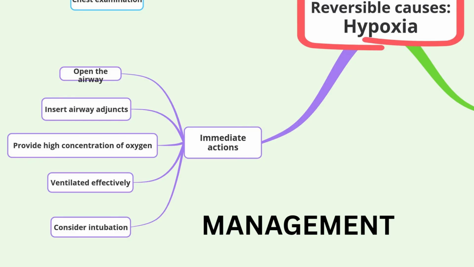Insert an airway adjunct, use an oropharyngeal Guedel airway or nasopharyngeal airway, and progress to a supraglottic airway device like i-gel if trained. Provide a high concentration of oxygen. Attach the bag valve mask to oxygen at 15 liters per minute and confirm visible chest rise. Ventilate effectively, 30:2 compressions to ventilations, or continuous with 10 breaths per minute once an advanced airway is in place.